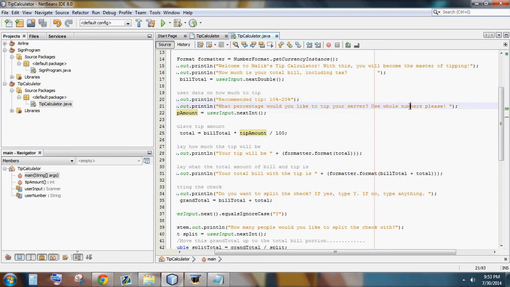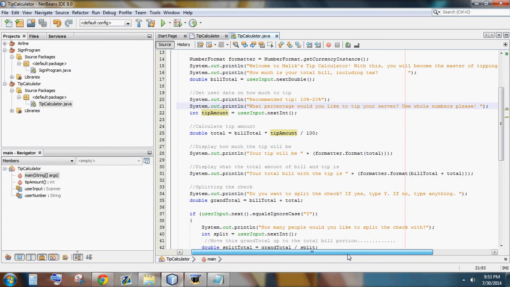And I put use whole numbers just to make my calculations easier. You may think, "Oh, if you do total bill times the whole number, it will be some huge number," but I made sure to divide it by 100, so that won't happen. If you want to do a 20% tip, 20%, which is 0.2, would be the same as 20 divided by 100. They're both 0.2, so don't worry about it. So that variable will become tip amount. So your total will be bill total times tip amount divided by 100.